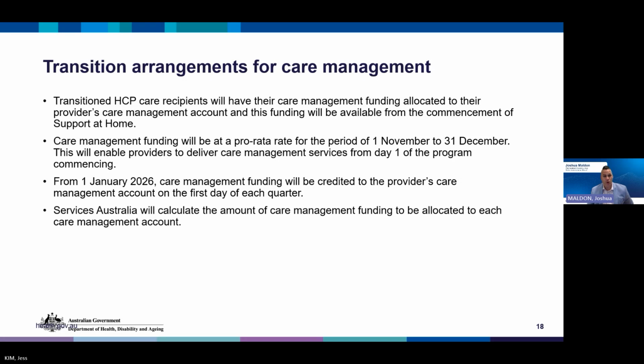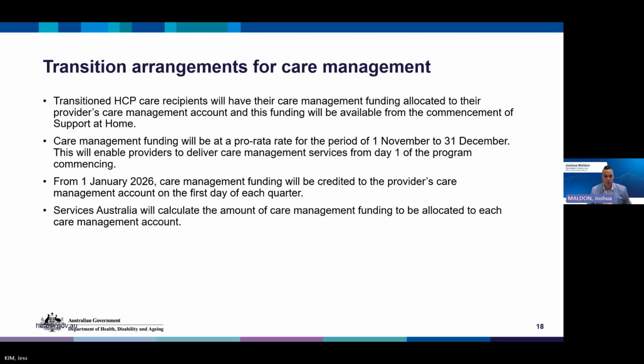So from the 1st of November, all home care services will automatically be given those service delivery branches, each with a care management account, and there are going to be special transition arrangements in place. What that will do is enable pro rata budgets and care management accounts to be set up to enable commencements. So effectively, transitioned home care recipients will have their care management funding allocated to their provider's account from day one. Funding for the initial period from the 1st of November to the 31st of December will be on that pro rata amount. And then on an ongoing basis, care management funding will be credited quarterly, for example, on the first day of January, April, July, and October, and Services Australia will calculate and allocate those funds.